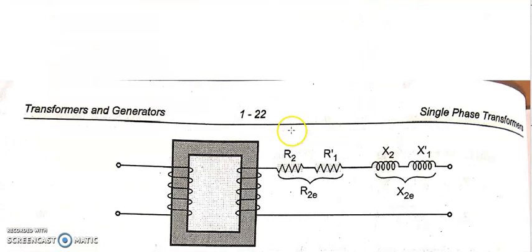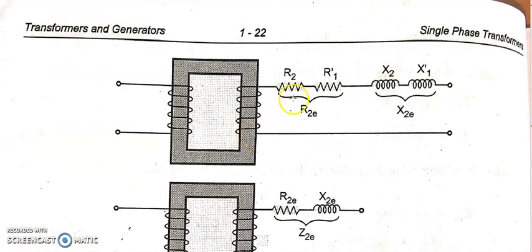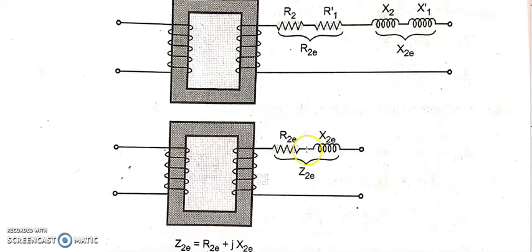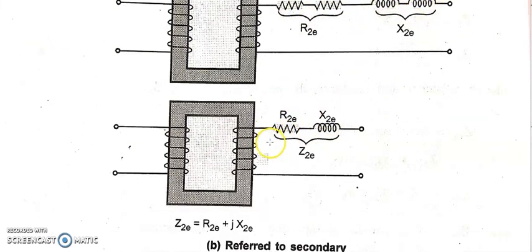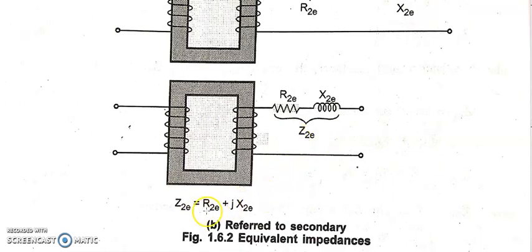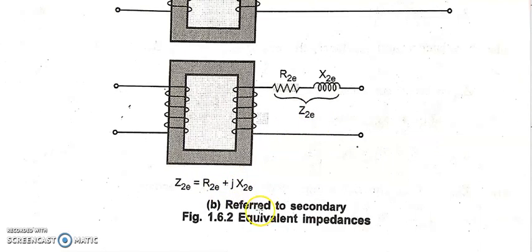Similarly, I can do the other part, that is for the secondary side. You can see I have transferred my R1 into the secondary side. It becomes R1 dash. Similarly, X1 becomes X1 dash. So R2 plus R1 dash, which we already learned is R2E. Similarly, X1 dash plus X2 is nothing but X2E. And again, I can replace these terms by R2E and X2E. So together, I can call it the equivalent impedance referred to the secondary. So Z2E is equal to R2E plus jX2E. That's why it is written as referred to secondary equivalent impedance.